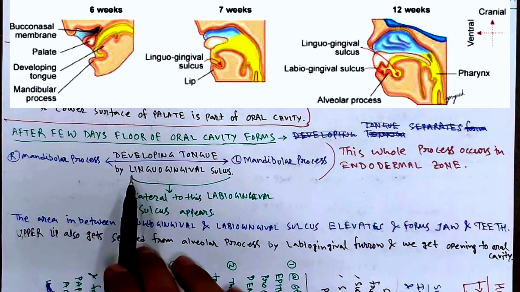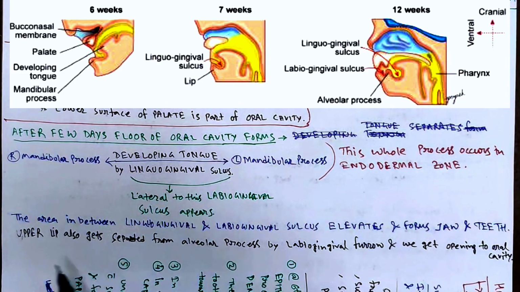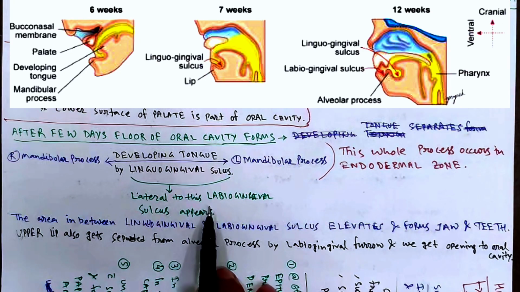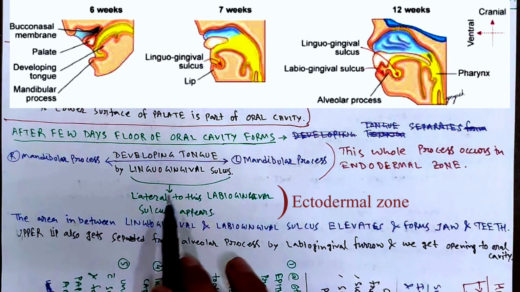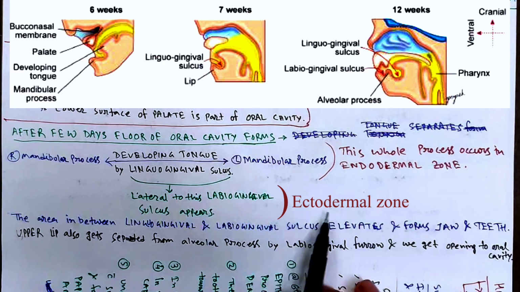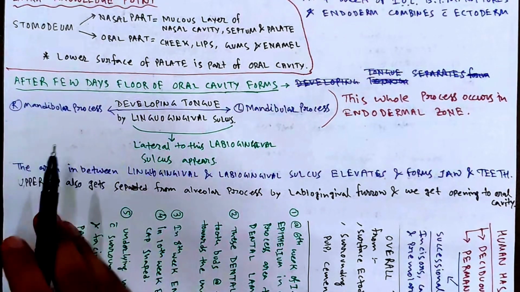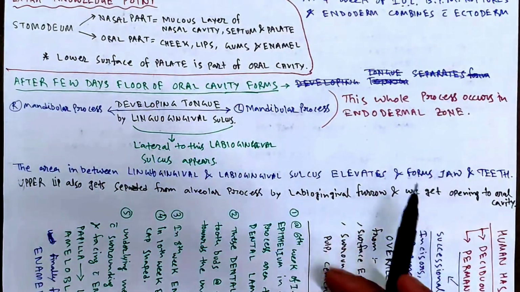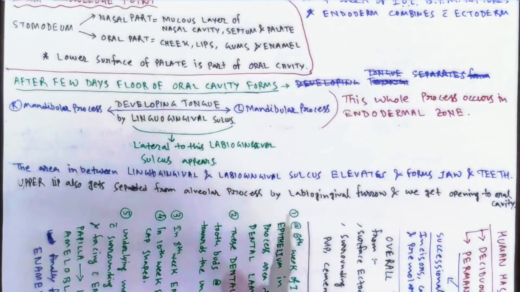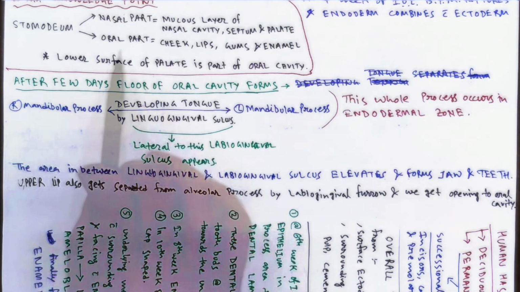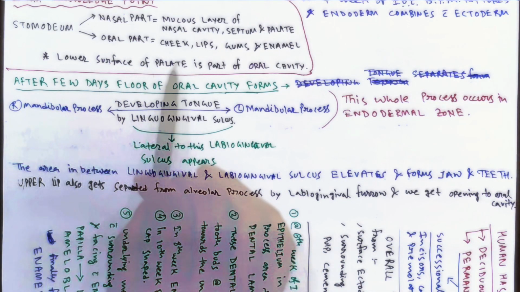Lateral to this linguogingival sulcus, another sulcus forms, which is known as the labiogingival sulcus. This entire process occurs in the ectodermal zone. Now the area in between the linguogingival sulcus and the labiogingival sulcus elevates on both parts and forms the jaw and teeth. As I said, from the oral part our cheek and lips also appear. Lips means upper lip and lower lip.